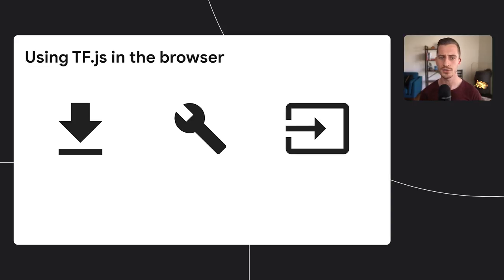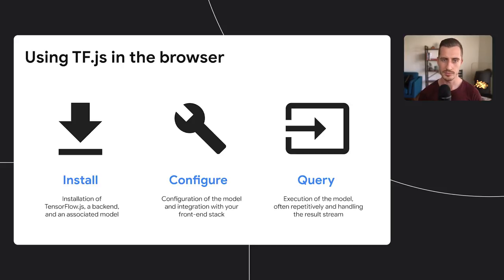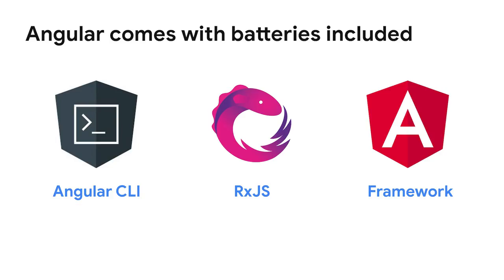Using TensorFlow.js in the browser usually involves installing it or referencing it with script tags, after that configuring it, and finally querying the model. You'd first have to start by installing TensorFlow.js, a model, and the backend that will execute this model. After that, you can configure the model and integrate it with your existing frontend tech stack, for example, with the framework that you're using. Finally, you'd query the model, potentially multiple times, getting a stream of results.